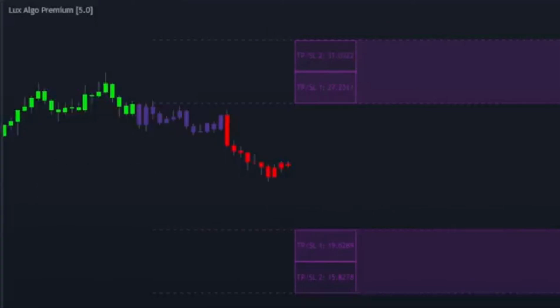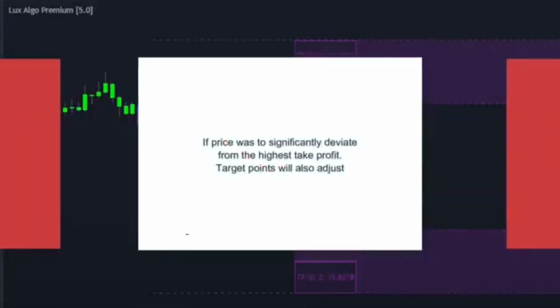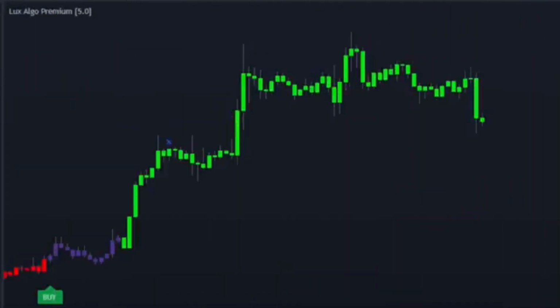Take profit targets are displayed above the price, while stop loss targets are displayed below the price. If the price was to significantly deviate from the highest take profit, the target points will also adjust to reflect this, making them fluid, should the trade go even better than expected.